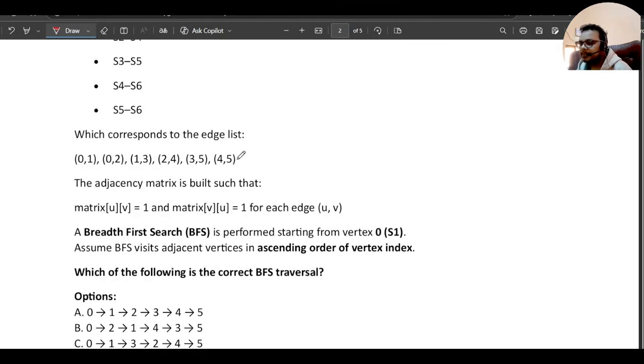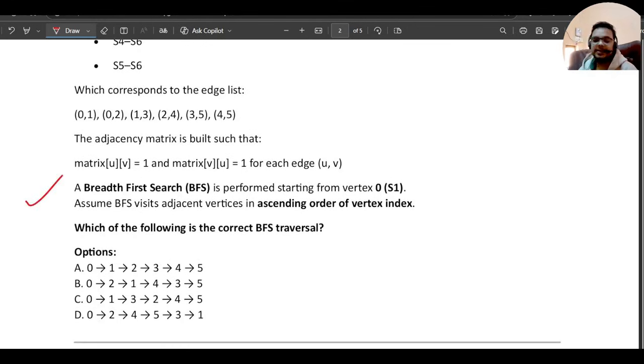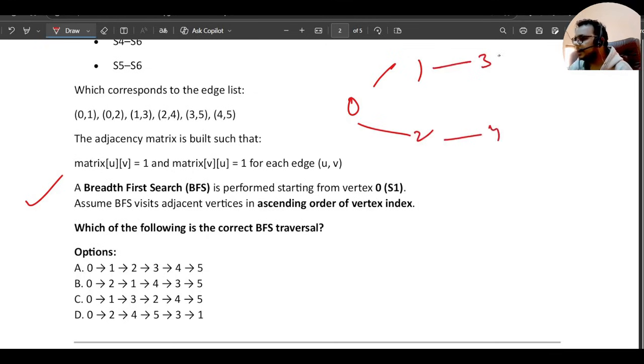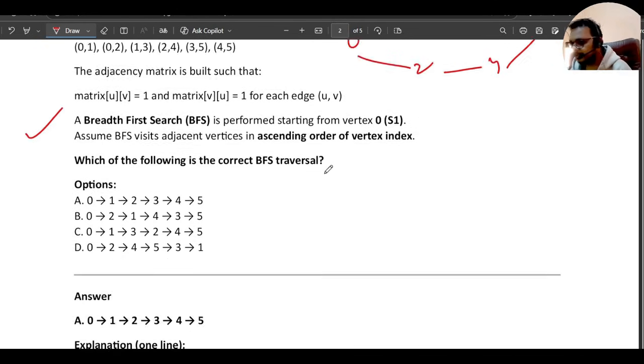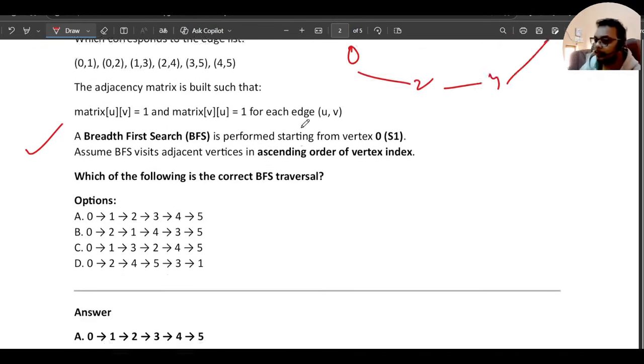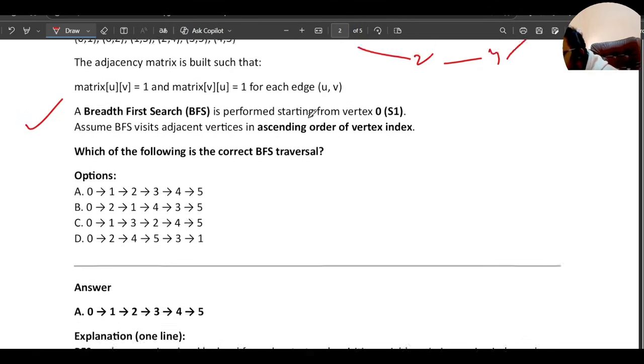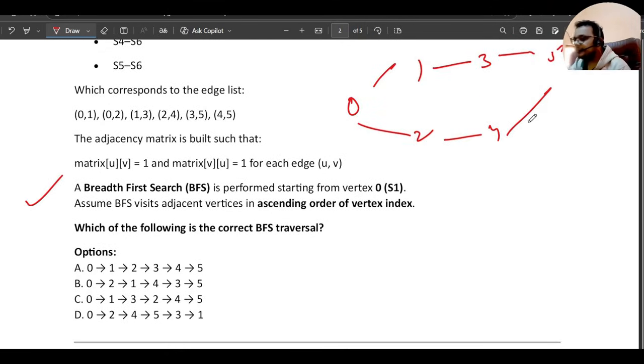The question is the same, the only difference is they are asking for BFS traversal. Again the graph is the same: from 0 to 1, 0 to 2, from 1 to 3, from 2 to 4, from 3 to 5, and from 4 to 5. Now they are asking about the BFS traversal, how we will perform the BFS traversal here. See, BFS traversal is a neighbor traversal. We will be covering the neighbors, and based on the neighbors we will be traveling.